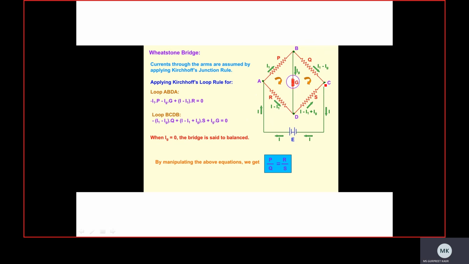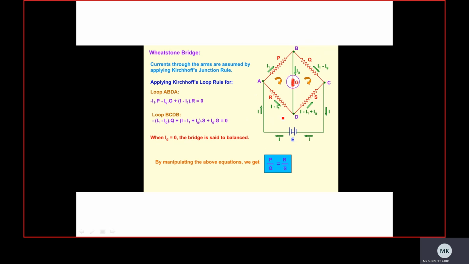So total current leaving the junction from point C will be I. Because here it is minus I1, here it is plus I1 coming towards the junction, plus Ig and minus Ig. So from C, the current moving away from the junction will be I. So this is how the current is flowing in this bridge.